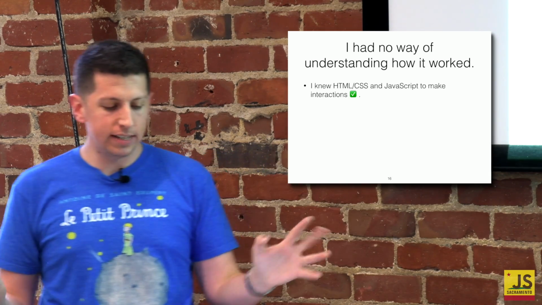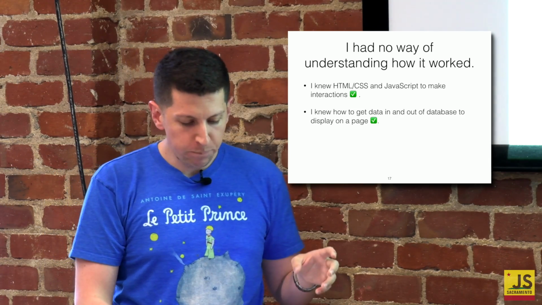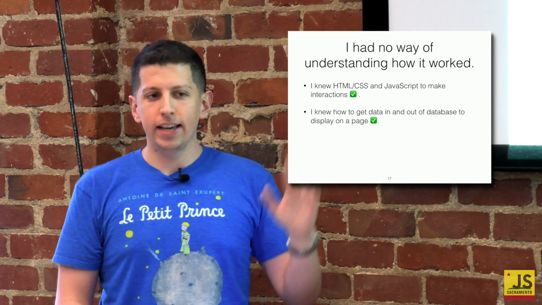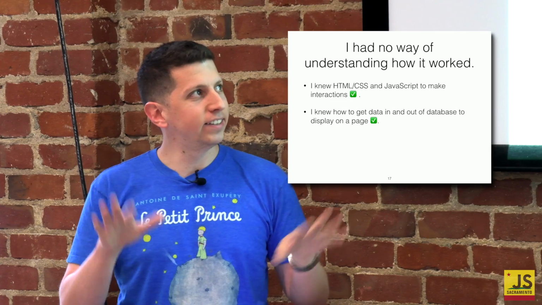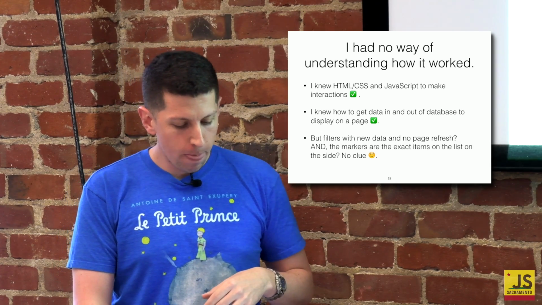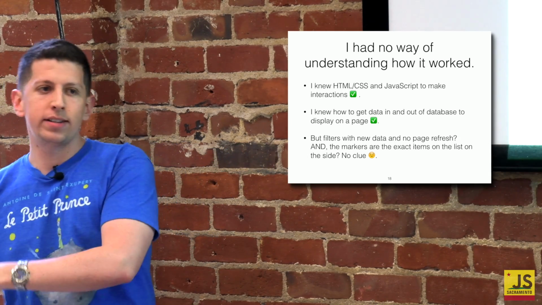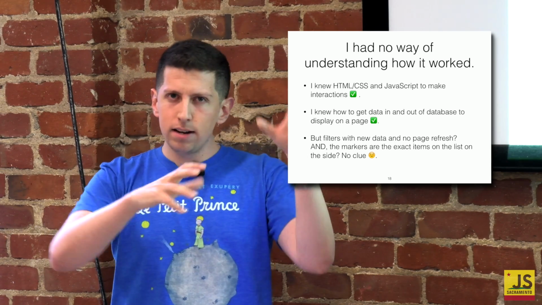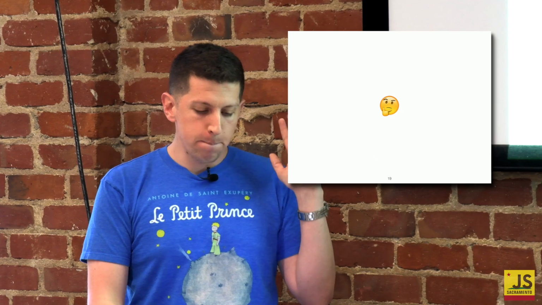So I had no way of understanding how that kind of feature works. I knew HTML and CSS, and I knew JavaScript to make interactions with what was on the page. I knew how to get data in and out of a database to display on a page. Also, you're going to see some Ruby code, so you might experience some emotional pain if you're not into that. So the app is a Ruby on Rails app. But filters with new data and no page refresh, where we're not redirecting to a new page, and the markers on the map match the list items with that filtering, I had no conceptual idea of how that worked.